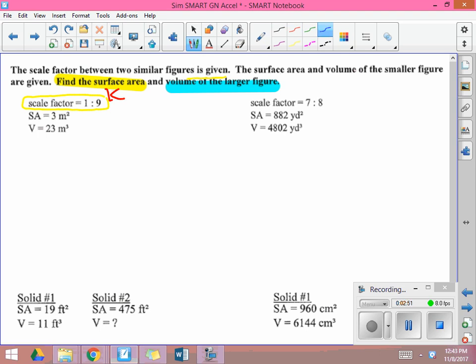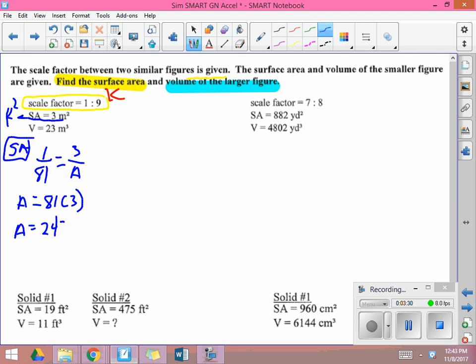So remember, when I want surface area, surface areas compare at a value of k squared. So when I go to calculate surface area, I don't use k in my cross multiplying. I have to use k squared. So I have 1 over 81 will be equal to, the smaller figure is given, so that goes on top, surface area 3 over the one I don't know. Cross multiply, A is equal to 81 times 3. And so my surface area of my new figure is 243 meters squared.